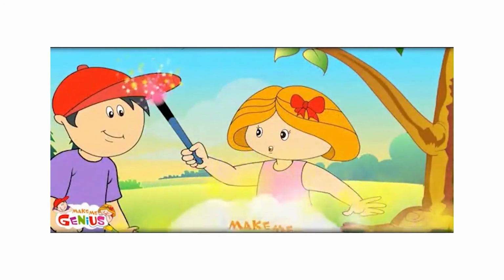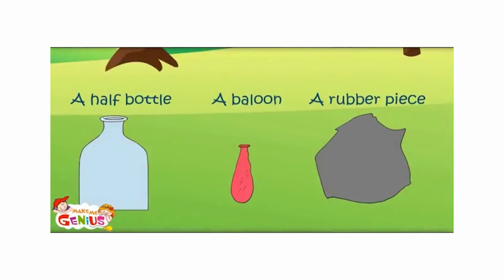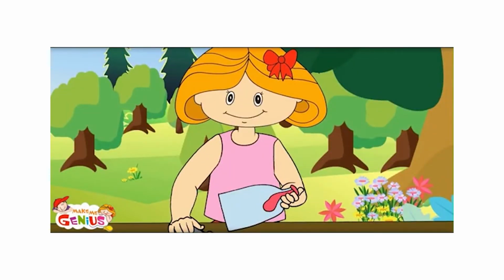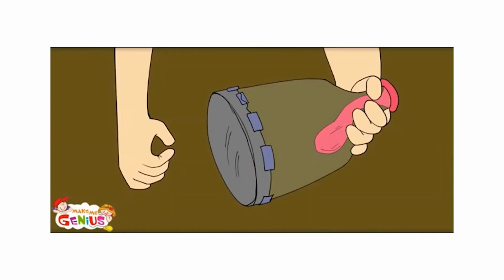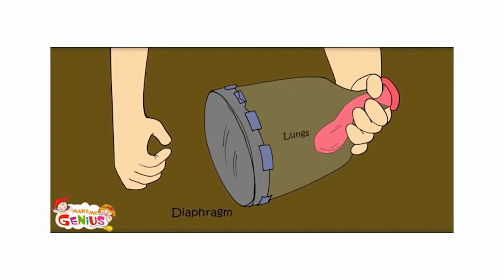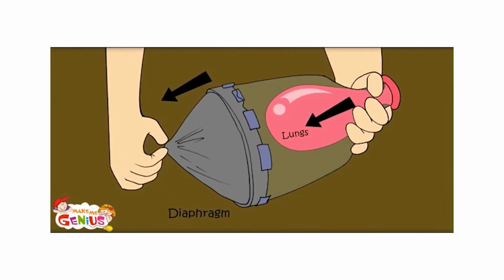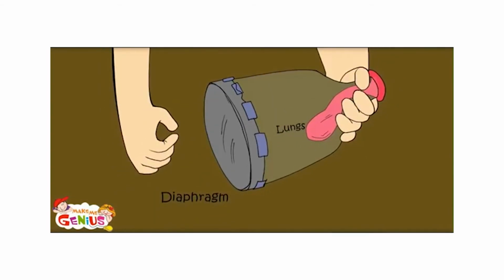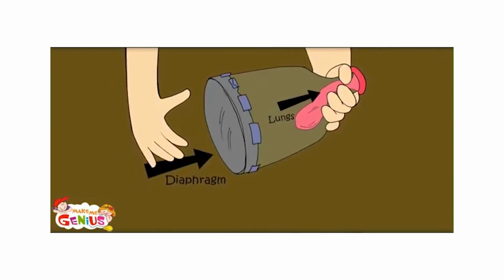Let me show you something. What is this for? Oh, let me show you an experiment on how our diaphragm and lungs work. Okay. This rubber is like a diaphragm and the balloon is like the lungs. When the diaphragm goes down, air goes into the lungs. And when your diaphragm goes up, air goes out of the lungs. Oh, now I know how we breathe.